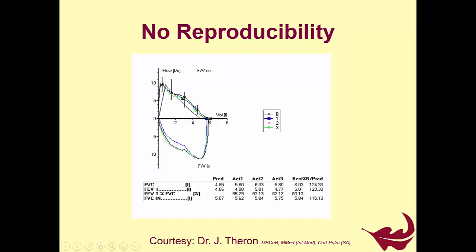This one, you can see that the curves are all acceptable. So unhesitating start, steep rise, the peak is reached, there's no artifacts, the plane comes into land, all of that is in place. But once we start looking at the forced vital capacity, 5.6, 6.03, 5.8, you can see the difference between 5.8 and 6.03 is actually 230 mL. So although all the curves are acceptable, it is not yet reproducible, and therefore one needs to continue testing because the reproducibility criteria have not been met.